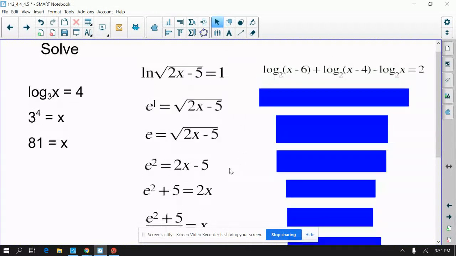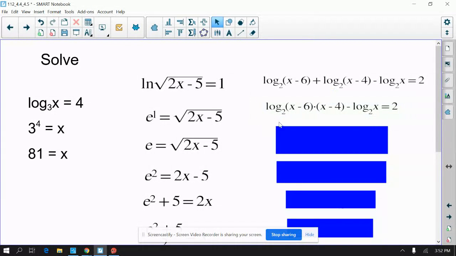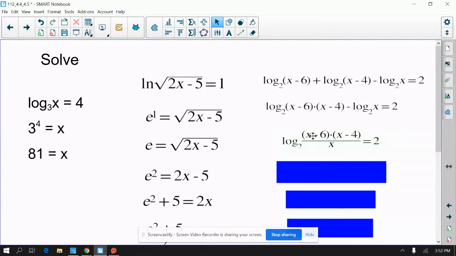And finally, this monster. So I've got 2 logs that are being added, you subtract a log, it equals 2. Well, our log properties, I can add these 2 logs if I multiply the powers. So it's log base 2 of this times this. And then you're subtracting this logarithm. If I'm subtracting 2 logs, that means you're subtracting 2 exponents, which means you're dividing powers. So it's 1 log of x minus 6 times x minus 4 divided by x. The log isn't being divided by x, guys, just the argument, the power here.